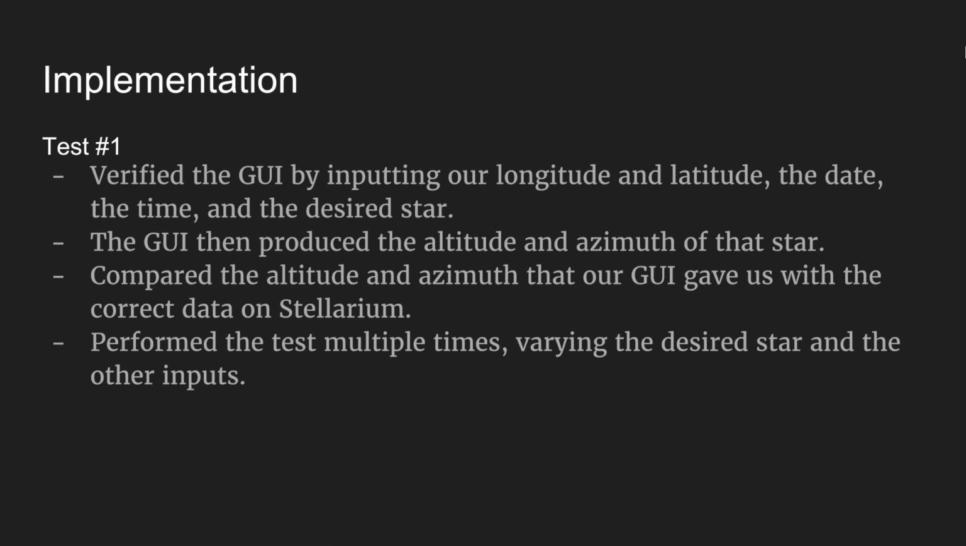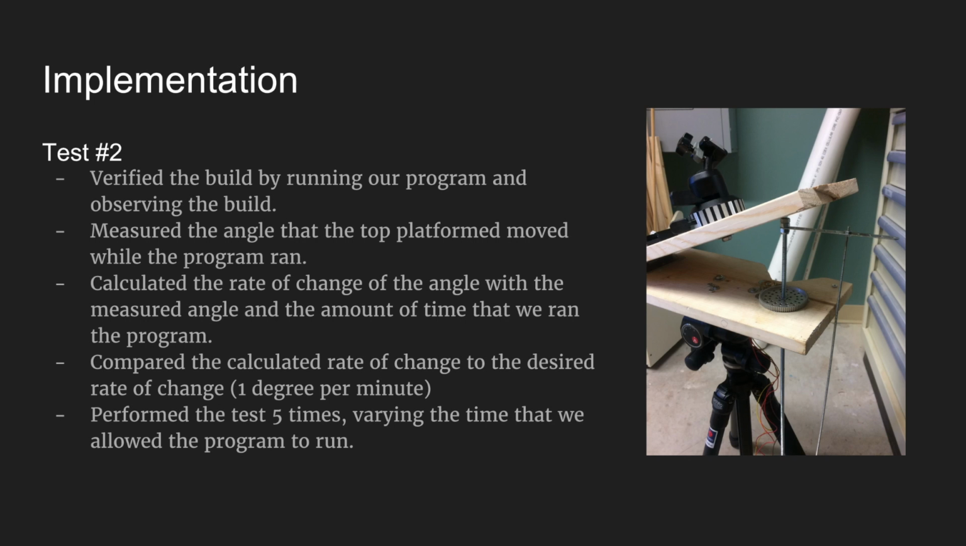To test our project, we had to run 2 tests, one on the GUI and one on the build. To test our GUI, we compared our results to a site called Stellarium. So based on the data that we inputted to our GUI, we made sure that the resulting altitude and azimuth that the GUI gave was accurate to that on Stellarium. To test our build, we had to make sure that the motor ran for a certain amount of time and it moved the top board up a certain amount of degrees for that time. We calculated that it should move 1 degree every minute, and our tests showed that that was correct.